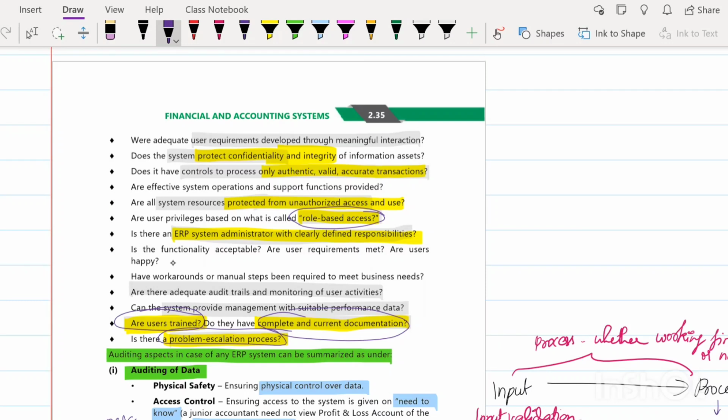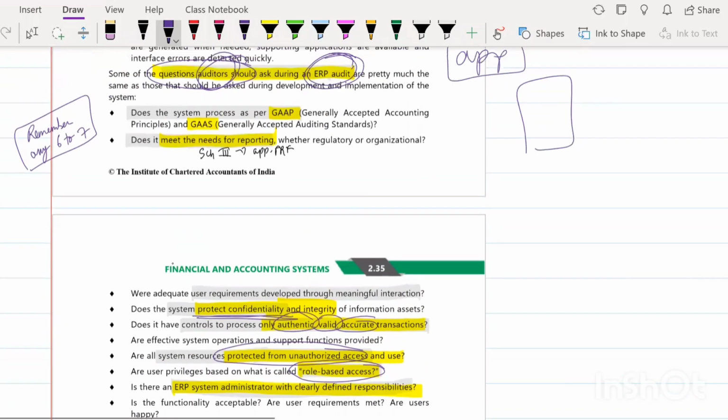Okay. Next, you have to ask them whether this ERP system is protected from unauthorized access or not. And then you have to ask whether whatever data is there in this ERP is confidential, whether it has been protected, whether the integrity is there, and whether the data in the ERP is authentic, valid, and accurate.